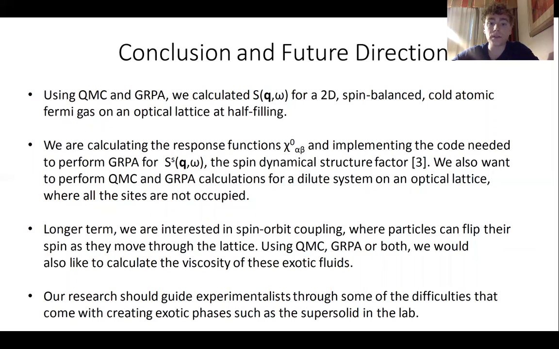Longer term, we are interested in spin-orbit coupling, where particles can flip their spins as they move through the lattice. Using QMC, GRPA, or both, we would like to calculate the viscosity of these exotic systems, though that's probably going to be a little bit harder to do. We're also hoping that our research should guide experimentalists through some of the difficulties that come with creating exotic phases, such as the supersolid in the lab.